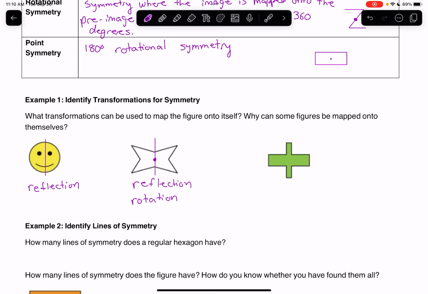And then this last shape, same thing. I could reflect over certain lines. Apparently, I'm really bad at drawing them. There we go. So we could do a reflection and get the same shape. But once again, we could also rotate it around this point in the center 180 degrees. Another way to think about that is that it would look the same upside down as it does right side up. So we could use a rotation as well.